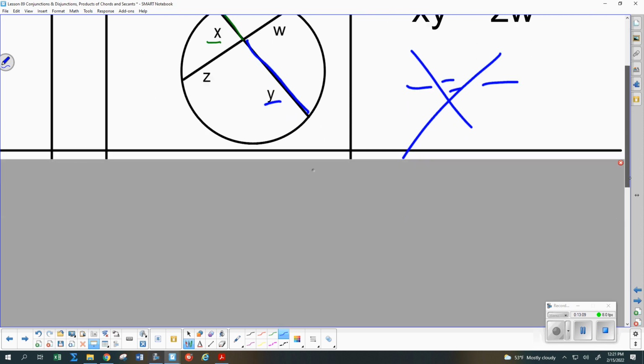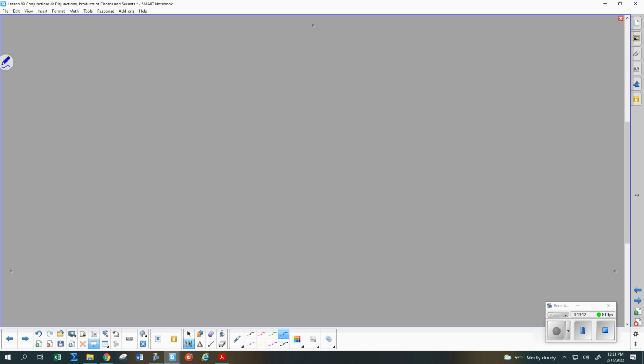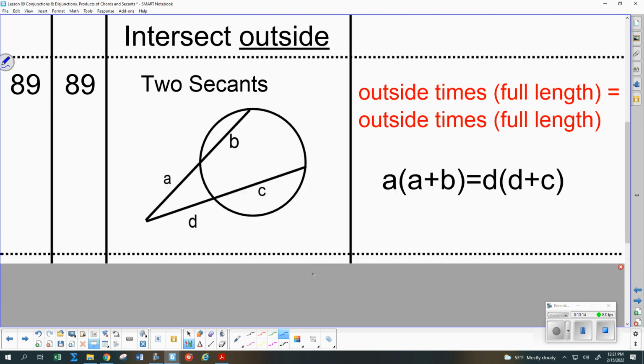Okay, the last two are ones that cross outside the circle. And what we're going to do is we are going to take the outside part, so A for that top one, and then not times the other piece, not like what we just did. Now it's going to be times the whole thing. So A plus B is the full length of the whole thing. And then I did the same thing for the other one, the outside times the whole thing.